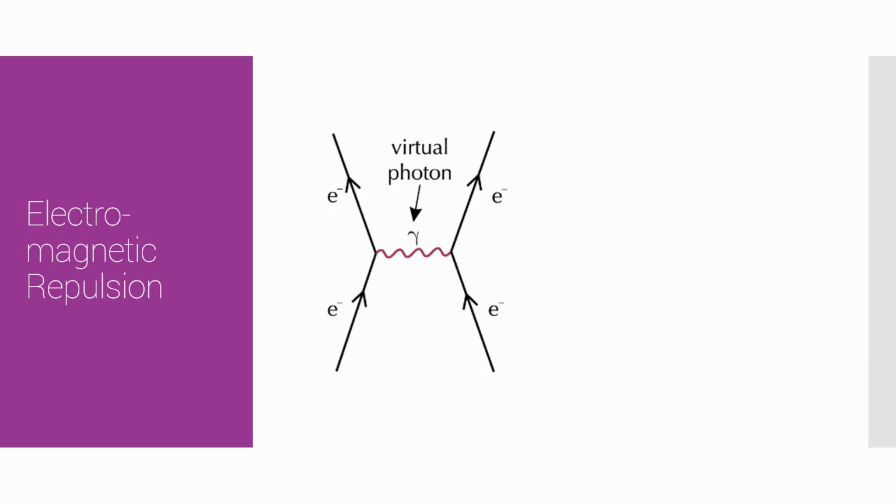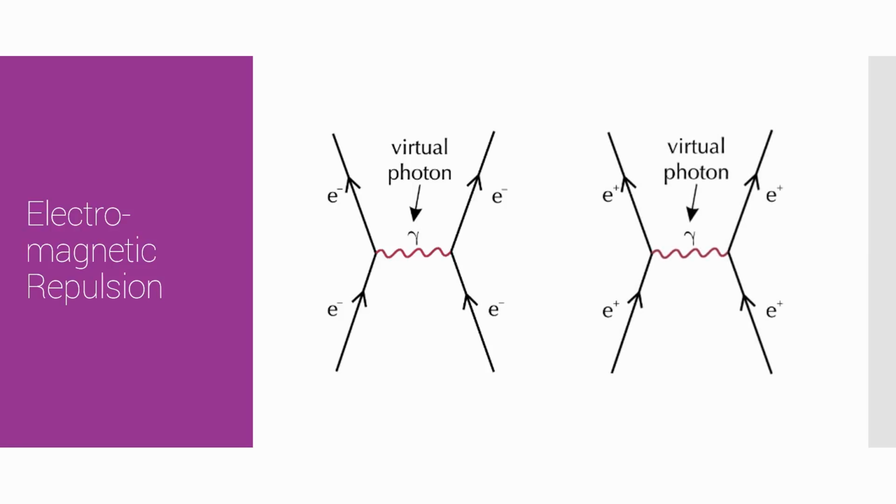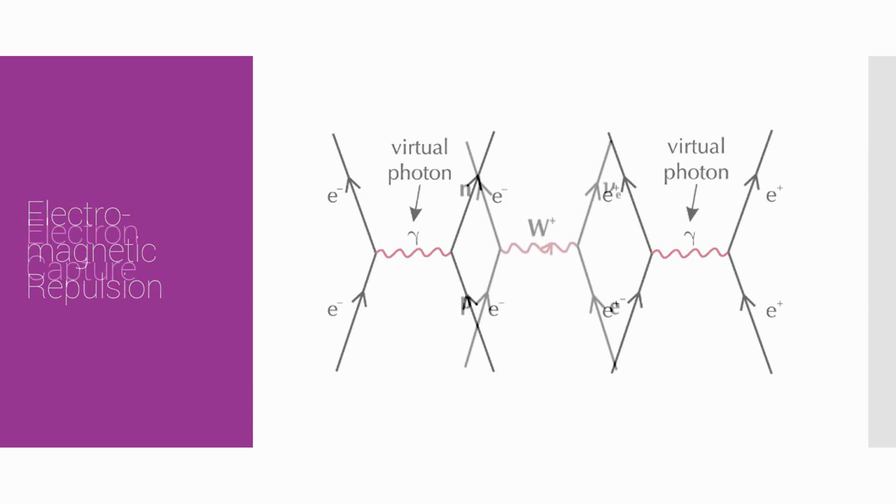Also, as you can see, the exchange particle is represented by a wiggly line, and time moves upwards. Same thing with positrons as well, or protons. Any particles with the same charge can represent electromagnetic repulsion.